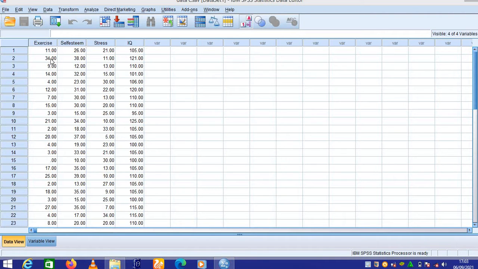They are not categorized like, for instance, gender, ethnic group. All those ones are categorized, or BMI in terms of underweight, normal weight, overweight, and obese. So all those are categorized variables. But in this case, we are referring to continuous variables, like exercise, self-esteem, stress, and IQ. They consist of numbers. They are not categorized. So when you have these types of variables, you go to correlation in SPSS.